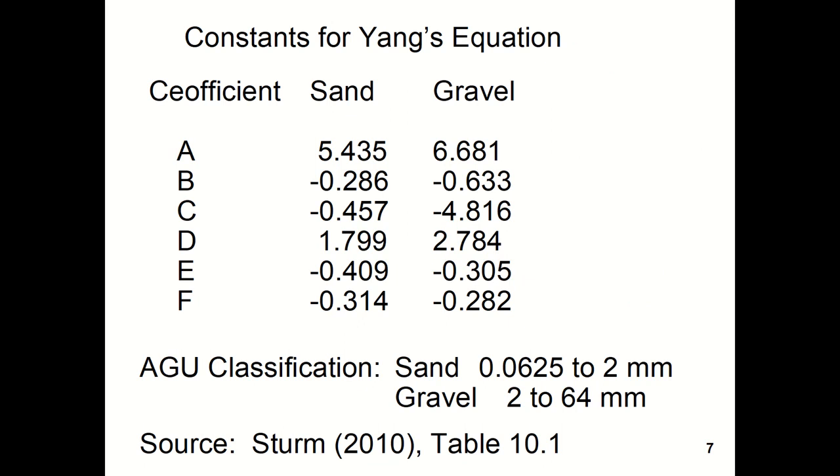So the constants for Yang's equation, if you are dealing with a sand, which according to the American Geophysical Union is between 0.0625 and 2 millimeters, you would use these coefficients right here. If you have gravel sediment, which goes from 2 to 64 millimeters, you would use this set of constants. The source of this is Sturm, 2010, the Open Channel Hydraulics textbook, table 10.1.